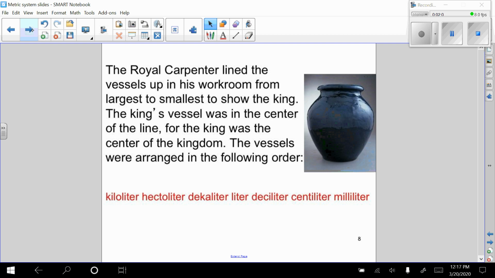The royal carpenter lined the vessels up in his workroom from largest to smallest to show the king. The king's vessel was in the center of the line, for the king was the center of the kingdom. The vessels were arranged in the following order: kiloliter, hectoliter, decaliter, liter, deciliter, centiliter, and milliliter.